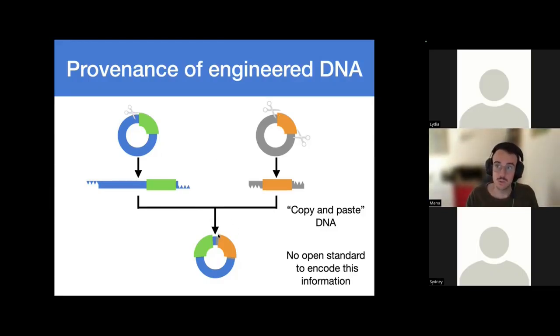There are many ways to do this. There are different techniques, but ultimately it all comes down to combining existing DNA fragments to generate new ones. The issue is that we don't have an open standard to document the steps we follow to go from existing sequences to new sequences. And proprietary software with which you can do this kind of thing doesn't really allow you to export the history in a useful way that you can use outside of this proprietary software.